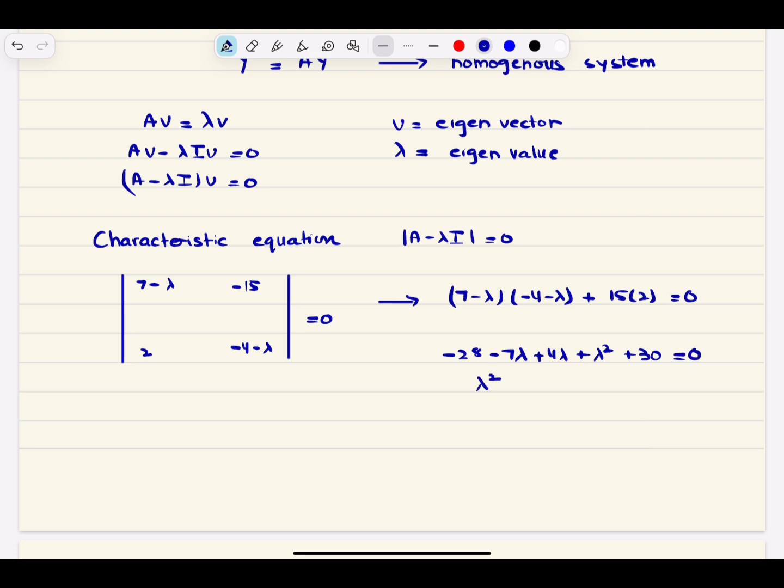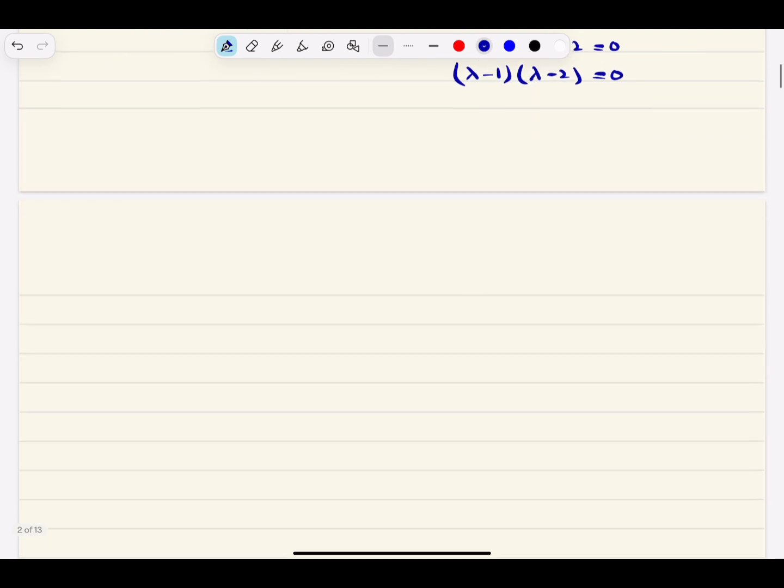which amounts to lambda squared minus 3 lambda plus 2 equals 0. When we factorize it, we get (lambda minus 1)(lambda minus 2) equals 0. So therefore we have lambda 1 as 1 and lambda 2 as 2. These are real and distinct roots.